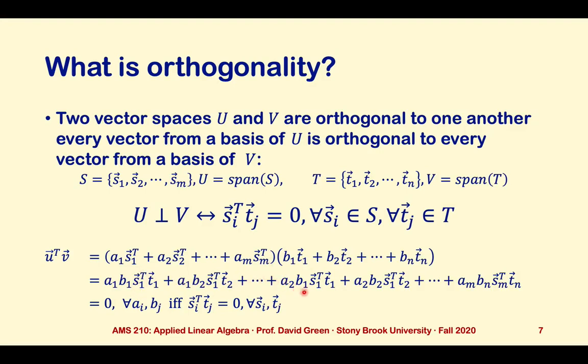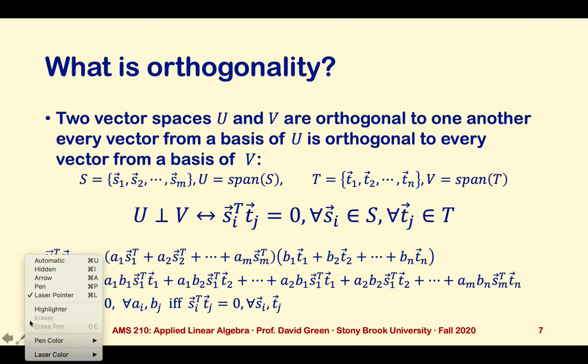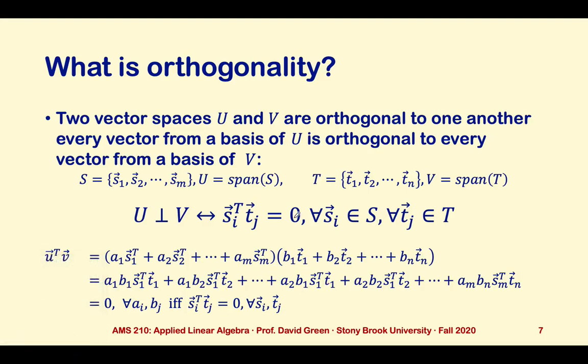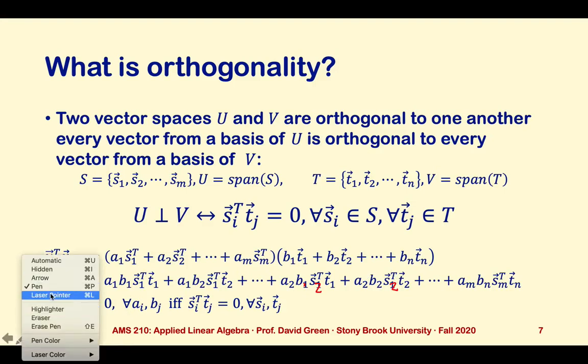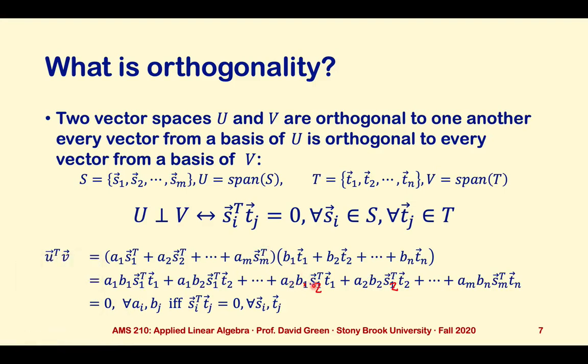Then we'd move on using S2. Sorry, there's a little typo here. S2, the appropriate coefficients for S2 and T1 multiplied by their dot product, the appropriate coefficients multiplied by the dot product, and so on. Every term in this sum is a dot product of a vector from S and a vector from T, and the product of some coefficients.